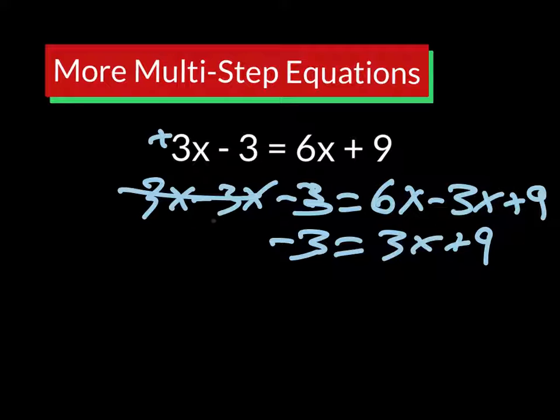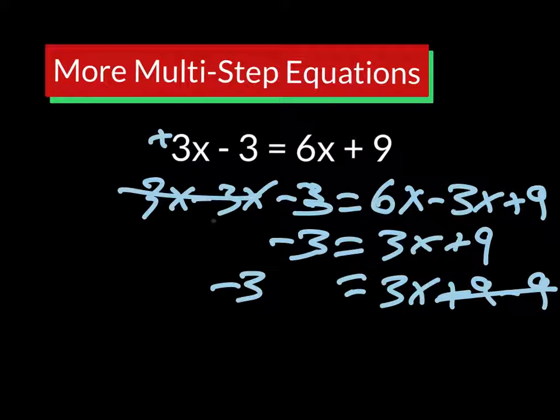So now that we have all the letters on one side, the x is only on the right side here, we need to move all the numbers to the other side. In order to get rid of the positive 9 on the right side, we're just going to do the opposite operation and subtract 9. So we have 3x plus 9 minus 9, and these 9's will cancel out. But whatever we do to one side, we also have to do to the other side. So on the other side, we have minus 3 minus 9. So that's going to give us minus 12 is equal to 3x.